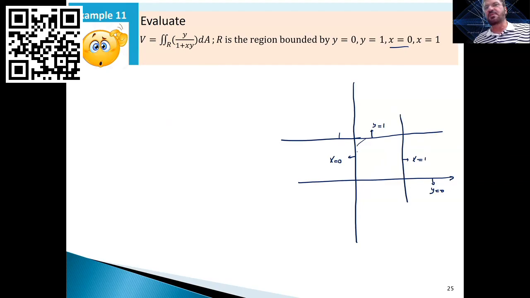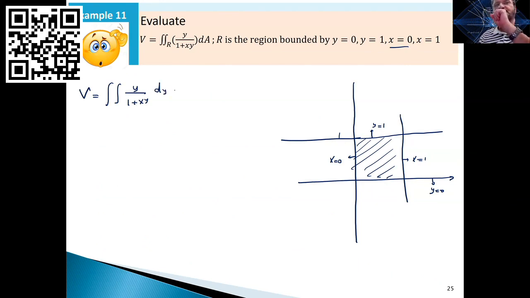Where is the region between them? It's that square that you see here. It's actually a square. All righty. Now what do we do? We say that the volume is the double integration of y over 1 plus xy. Then look what I'm going to do now. If I look at the derivative, if you want to treat it as y, what's the derivative of the denominator with respect to y? So let me just put it and show you.